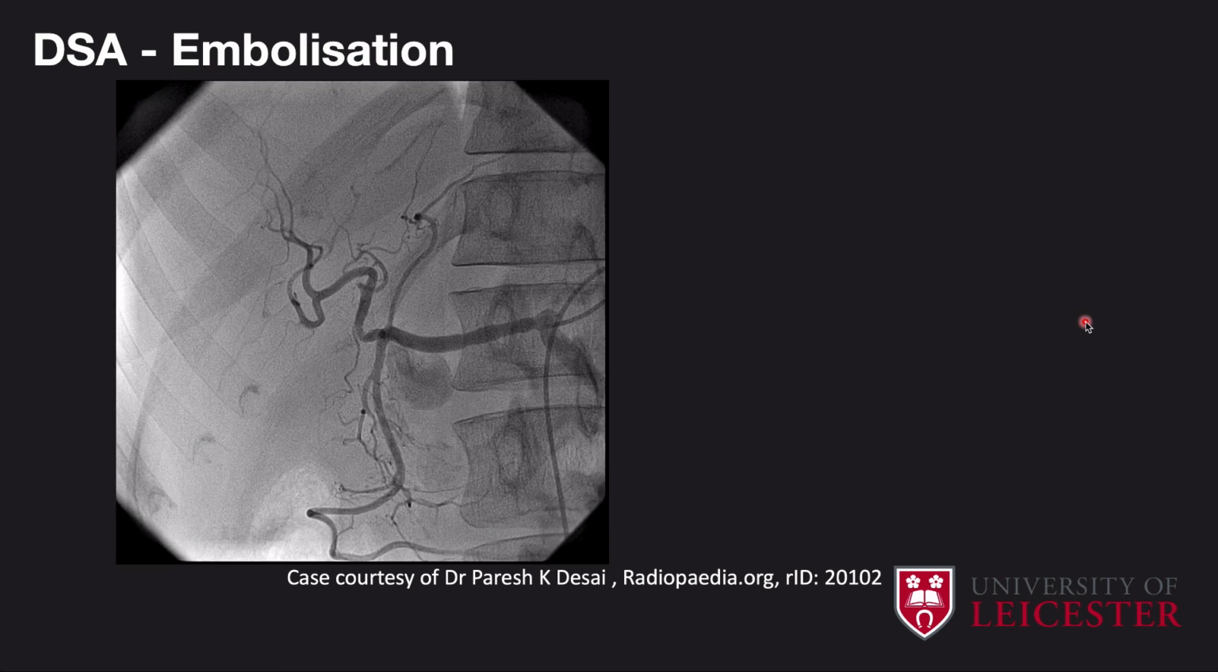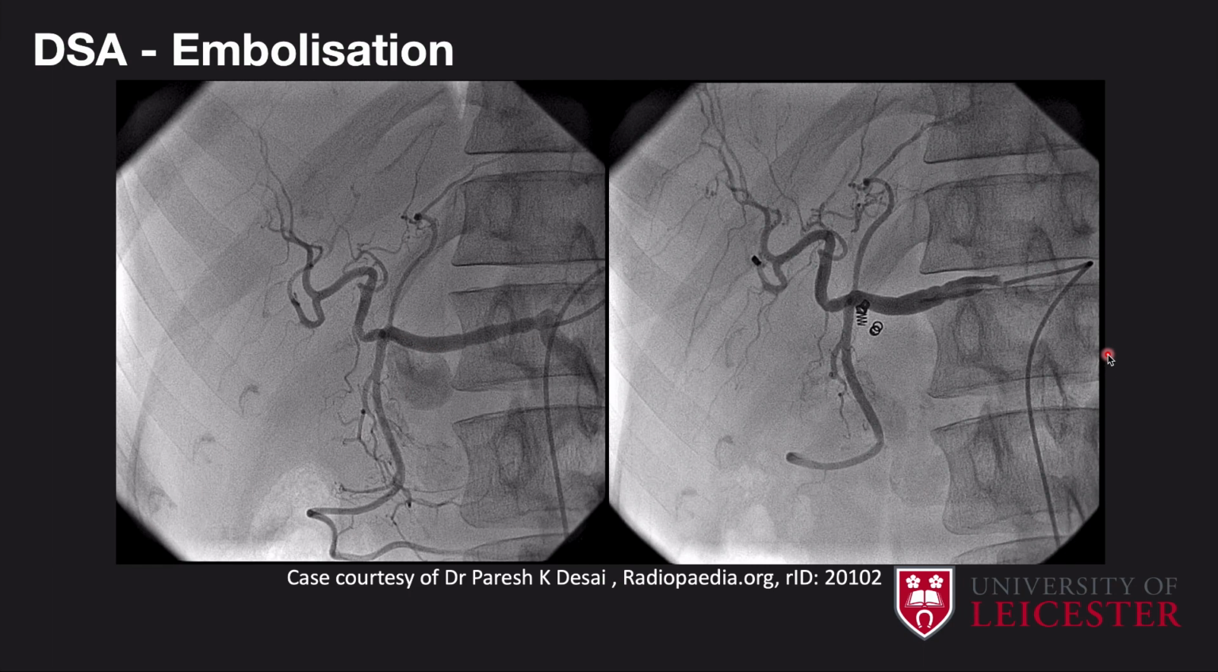Talking about intervention, on the left here is an angiographic image of a bleed from a hepatic artery due to pancreatitis. The image on the right here shows coils being deployed, blocking off the bleeding vessels, and we have successfully treated a bleed deep within the patient's abdomen without needing open surgery.